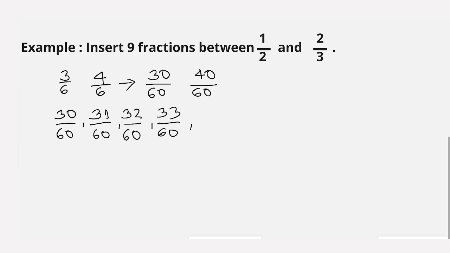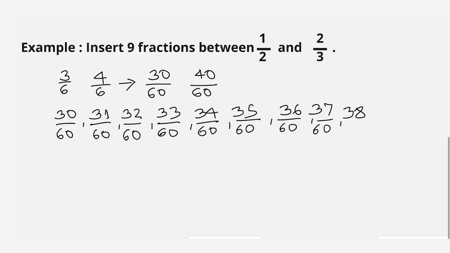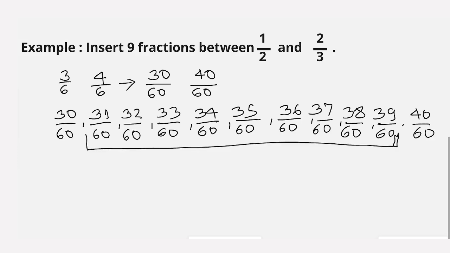So 33 plus 1 is 34 upon 60, 35 upon 60, 36 upon 60, 37 upon 60, 38 upon 60, 39 upon 60, and our given number was 40 upon 60. So we have added 9 numbers, 31 upon 60 to 39 upon 60. These 9 numbers we have added in between 1 upon 2 and 2 upon 3. I hope you have understood the method of inserting fractions between two given fractions.